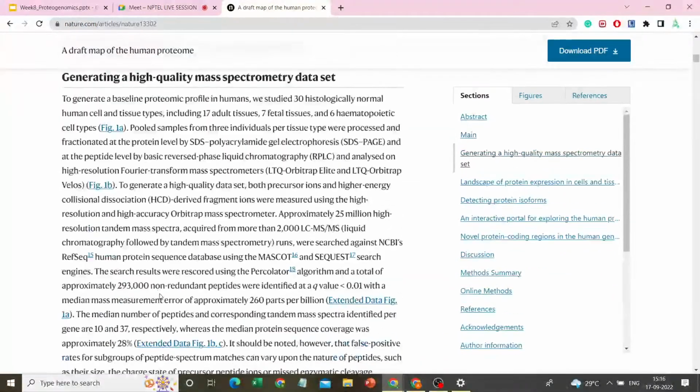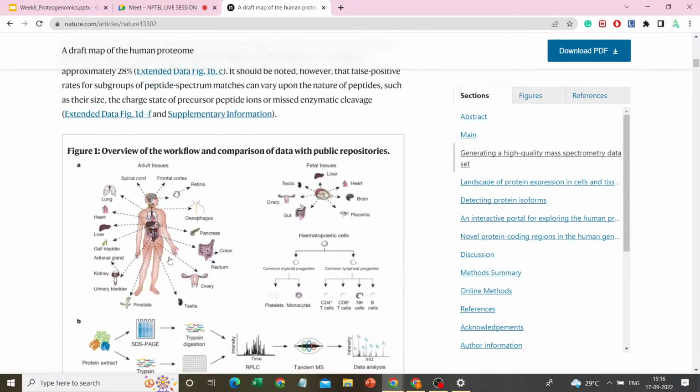And the main thing was that it was done using a high quality mass spectrometry data set. So we will come to the next, the human protein atlas. The draft map of the human proteome was done using a mass spectrometry based data set. Here you can see that they used mass spec to generate the data and used the RefSeq human protein sequence database for identifying the proteins.